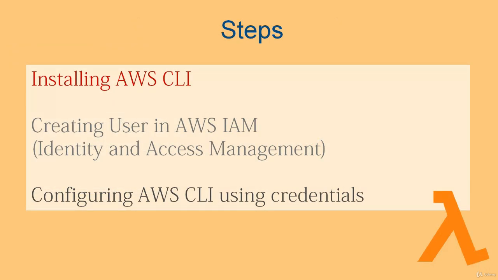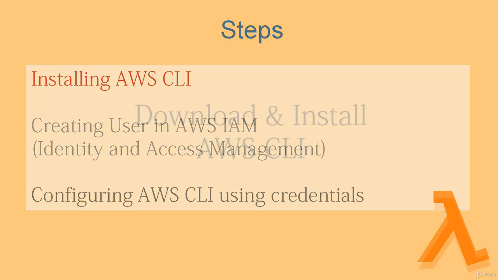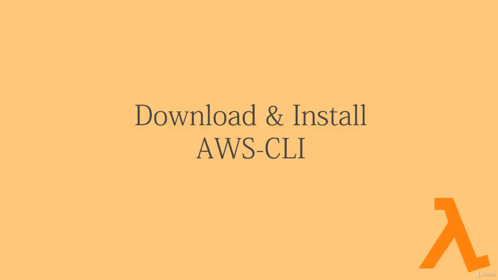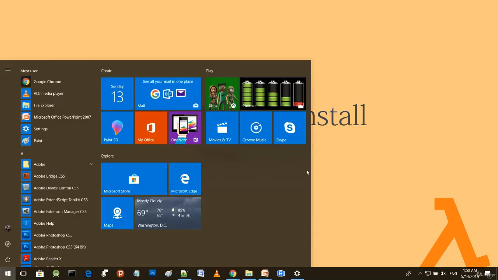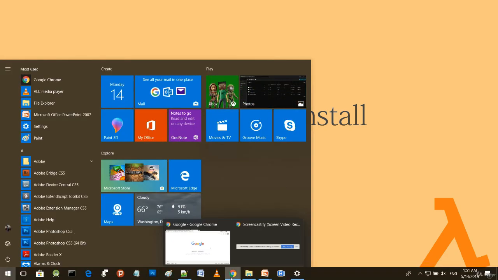The steps involved in this process are: first, we need to install the AWS CLI. Then we need to create a user in Amazon Identity and Access Management. Then we need to configure the AWS CLI using credentials from IAM. So let's go to the first step, download and install the AWS CLI.